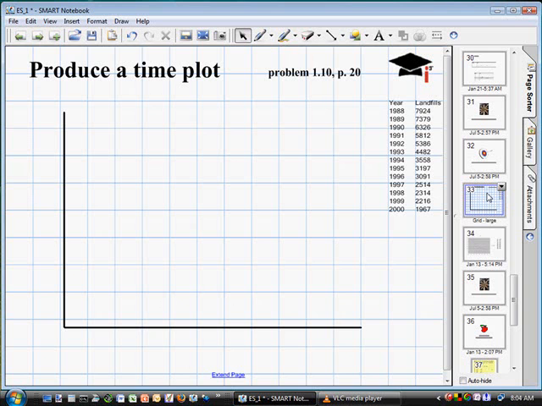In this case, problem 10, page 20, let's just take a look at that as an example. It's called vanishing landfills. We always hear about the bad news, but I guess at least this is good news. We have a lot fewer landfills than we did in the year 1988. In 1988, there were 7,924 of them. In 2000, there were only 1,967 of them.